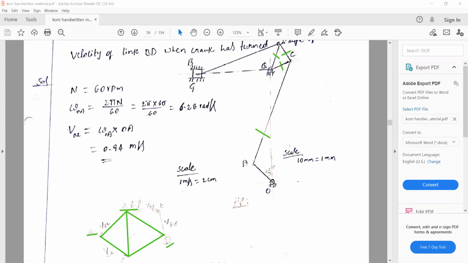Now the DB perpendicular. Just draw the perpendicular of DB. B is the slider, which moves in the horizontal direction. So draw the horizontal line; at its intersection with the BD line, B is also identified. So the values are identified.